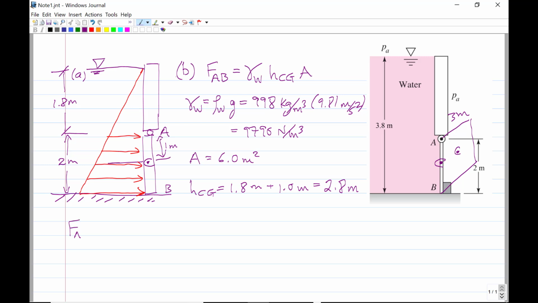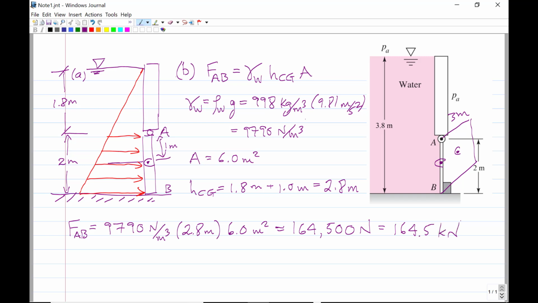So F_AB, making the substitutions, is going to be 9790 newtons per cubic meter, times 2.8 meters, times 6.0 meters squared. You can see we have newtons per meter cubed, and we have meters cubed on the top, so that's going to give the force 164,500 newtons, or 164.5 kilonewtons. So that's the answer to part A, and of course it acts to the right.